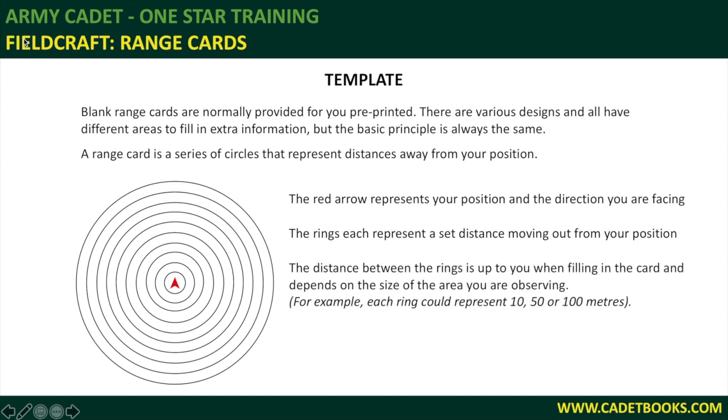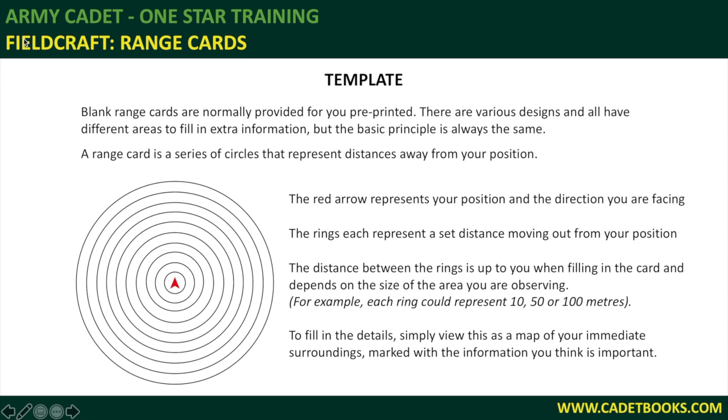The distance between the rings is up to you when filling in the card and depends on the size of the area you're observing. For example, each ring could represent 10, 50 or 100 metres. To fill in the details, simply view this as a map of your immediate surroundings marked with the information you think is important.